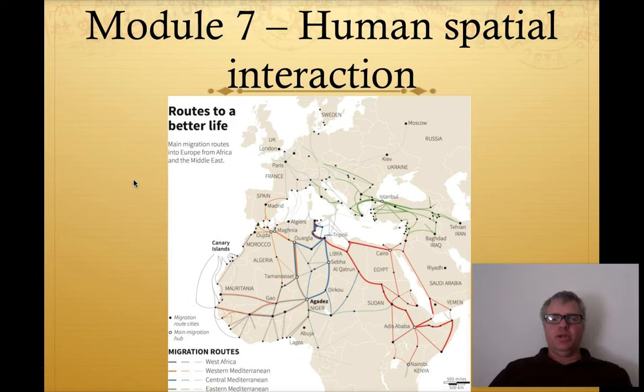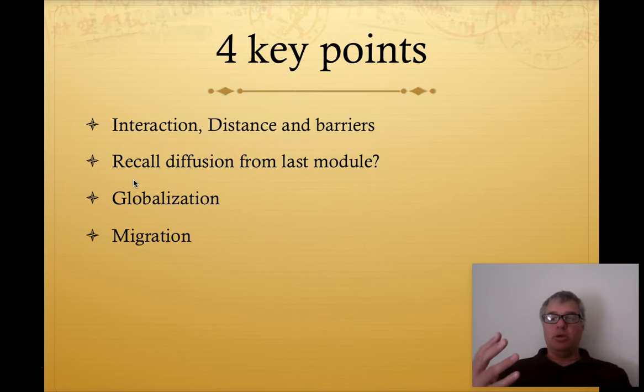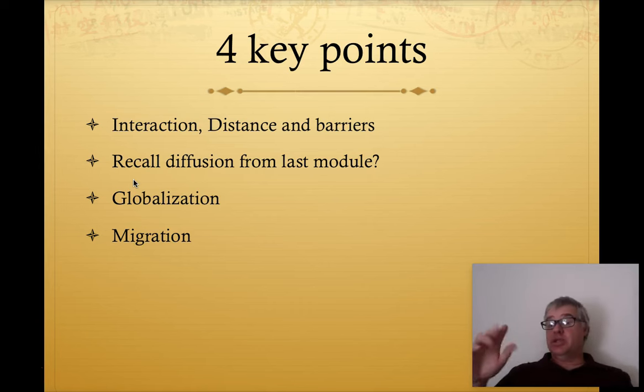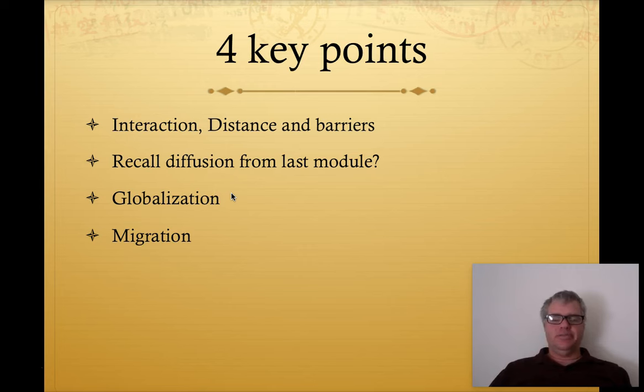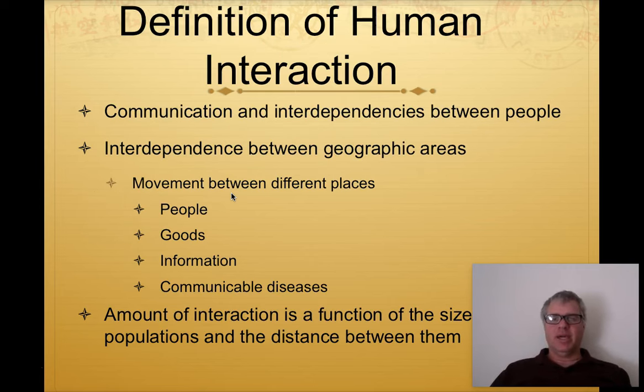And in this video, we'll talk about 4 key points like we always do. The differences of these 4 key points basically wraps up the whole module. We're going to talk a little bit about interaction, distance, and barriers to human interaction. We'll briefly recall diffusion from last module because it plays into this. And then we'll talk about globalization and migration as other examples of human interaction across space.